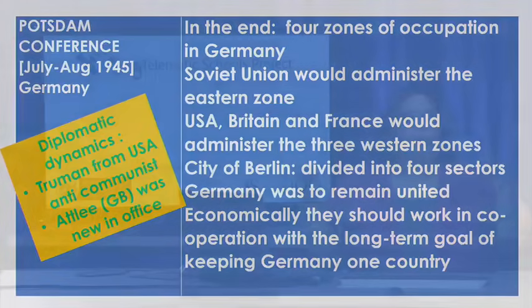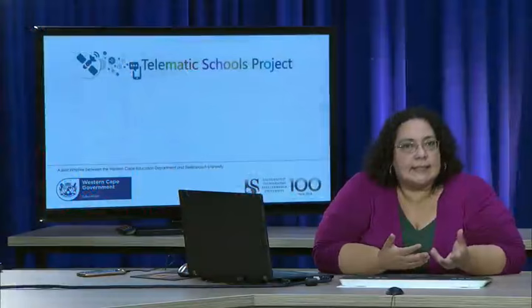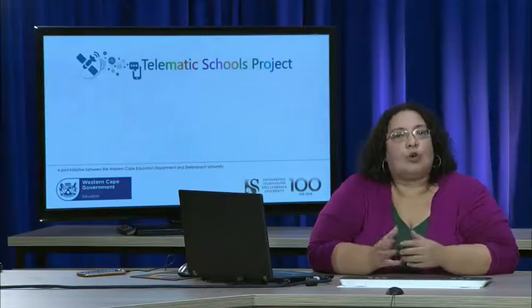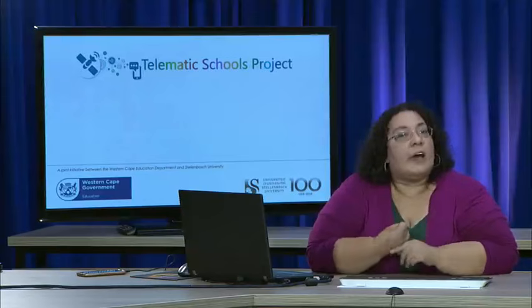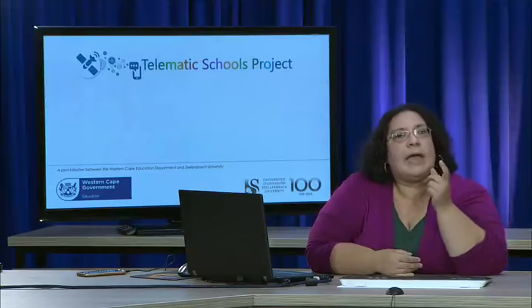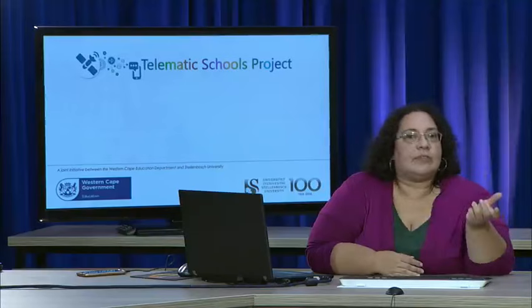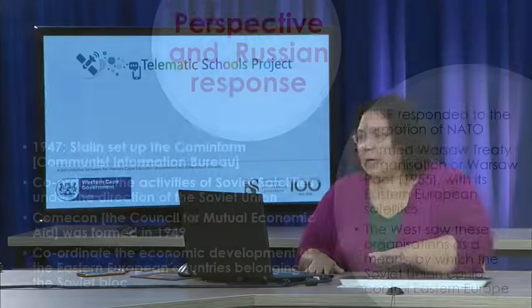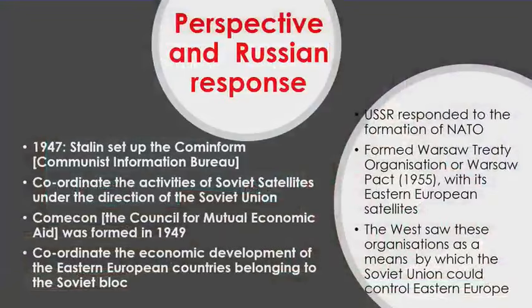So grade 12s, if you look at those dynamics, it's interesting because Stalin is the only one who has really been around for a long period of time. Roosevelt had passed away in office, and so we say Truman comes into power, and he's strongly anti-communist, much stronger than what Roosevelt has been. And so that starts to change the dynamics in terms of the diplomacy that we experience in Europe at the time. All right? So here I want us to start introducing the idea of perspective and Russian response.